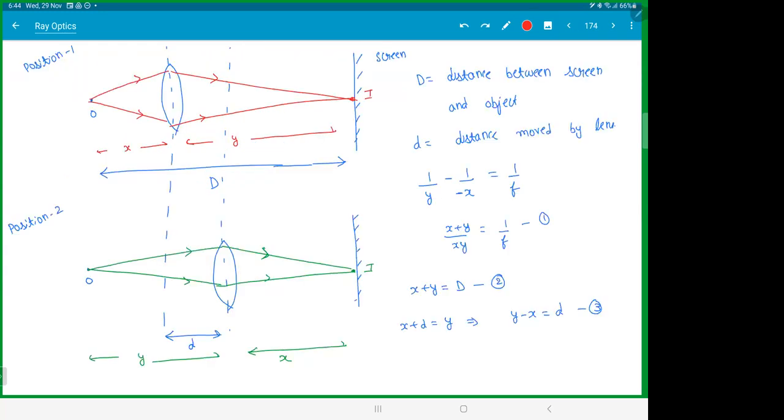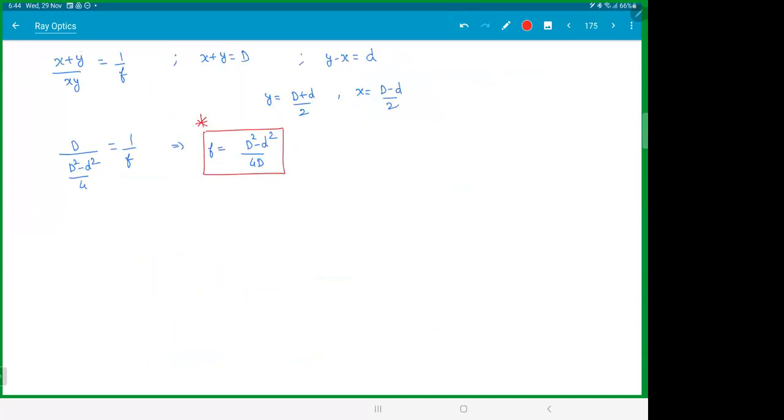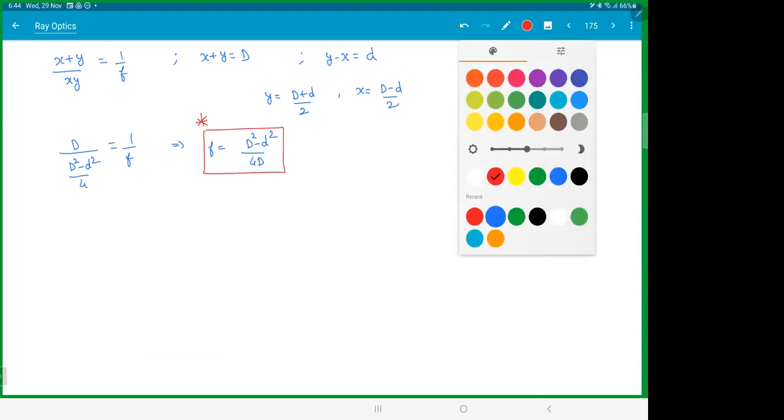So position 1, you kept the lens some distance, and look at the best part. I don't even know what is X and Y. I don't care. I just know the distance between object and screen. That much I know, and I know how much I moved the lens. These two are easily calculable. You can calculate them easily, and just put them in and you get the answer. So this is a pretty good result.